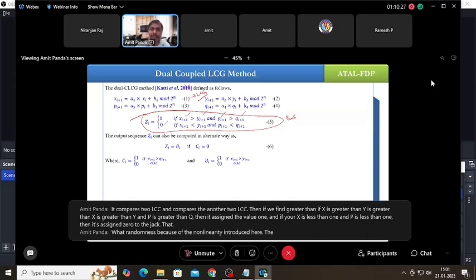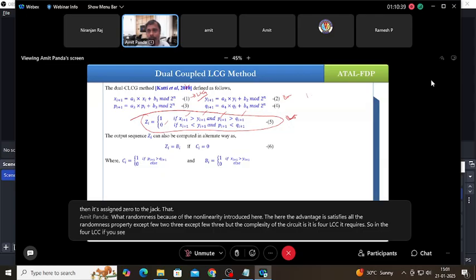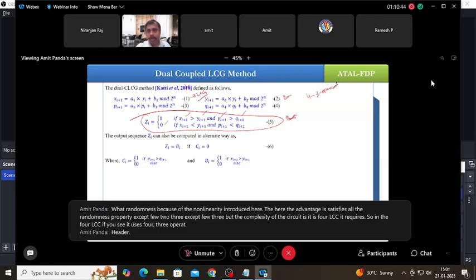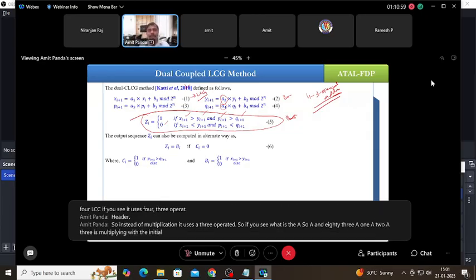Here the advantage is that it satisfies all the randomness properties except a few. But the complexity of the circuit is high, because it requires 4 LCGs. In the 4 LCGs, if you see, it uses 4 three-operand adders. So instead of multiplication, it uses a three-operand adder. A1, A2, A3 are multiplied with the initial seed. But how have they done this? A1 is an odd number.